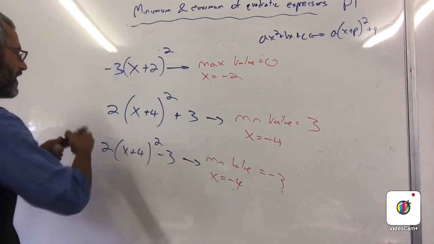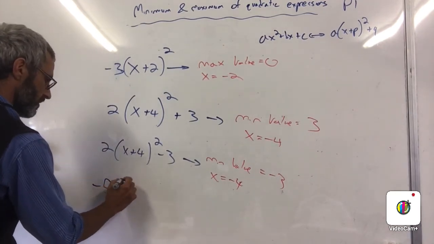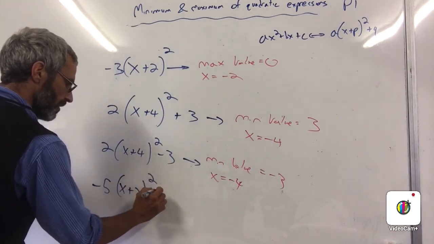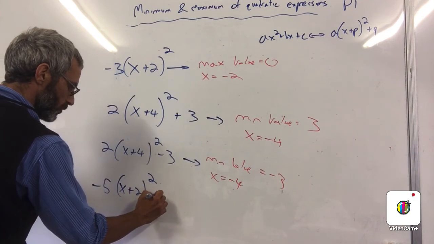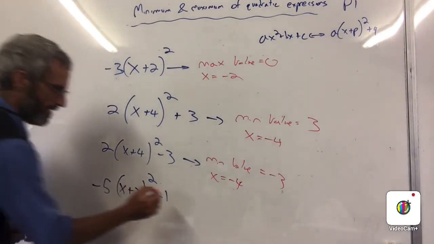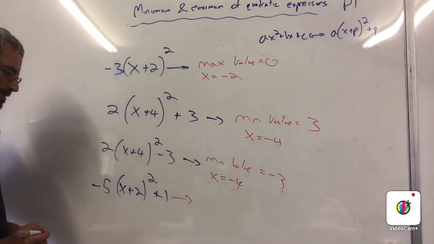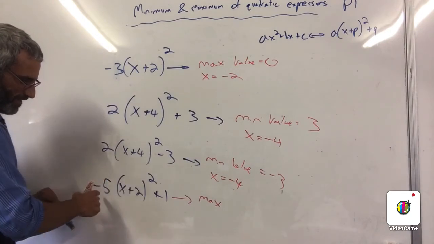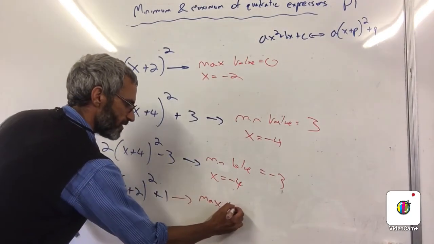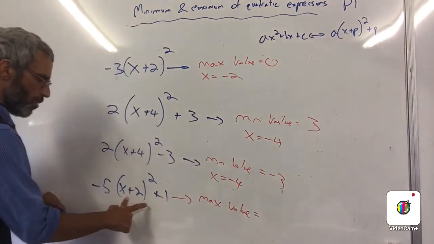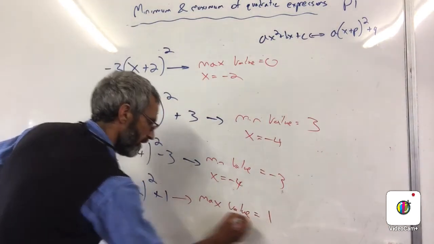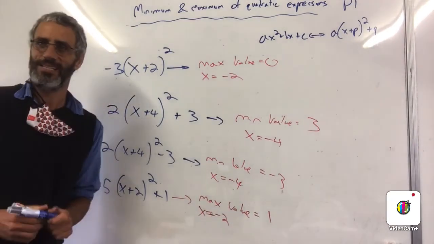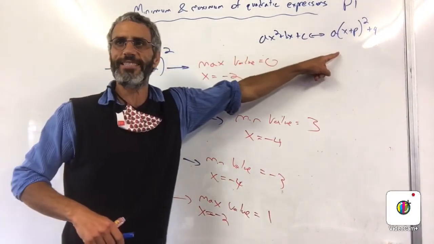Okay, let's do one last one, and then you're ready. Let's put some minuses. Minus 5 times x plus 2 squared, plus 1. What would that be? Maximum, because this whole thing is negative. And that maximum value will be 1, when this is 0. And x must be equal to negative 2.